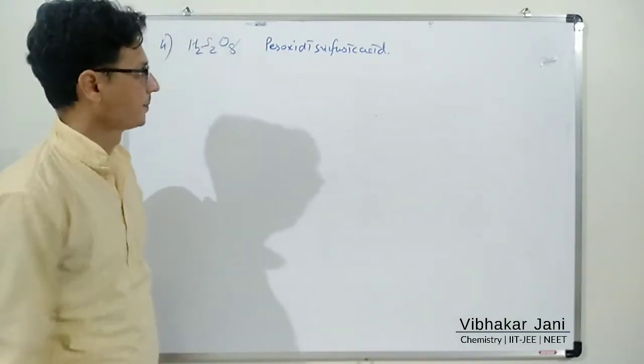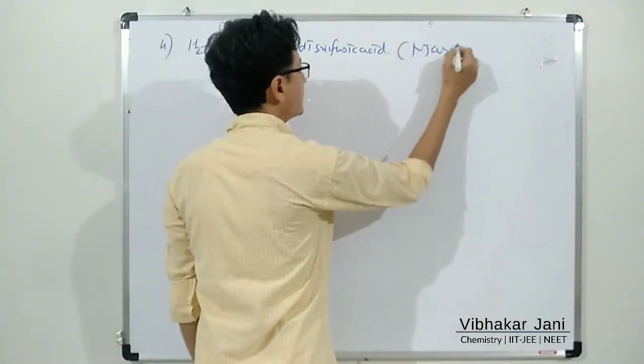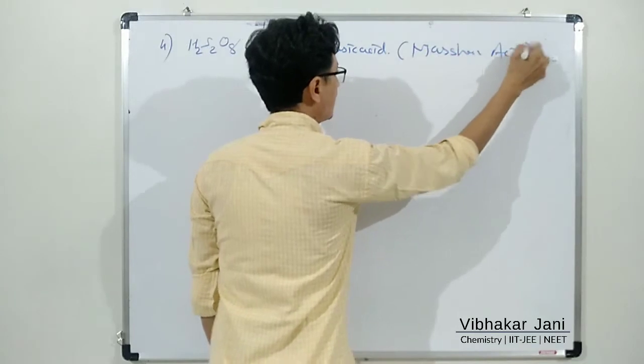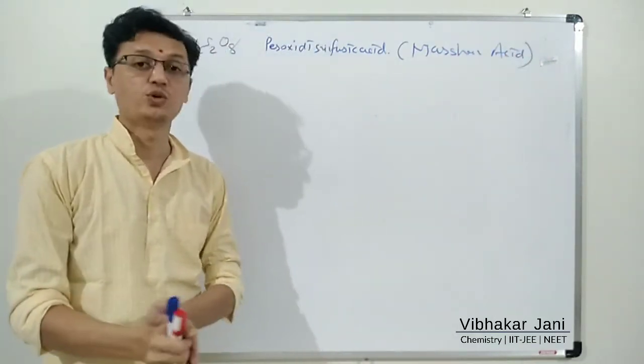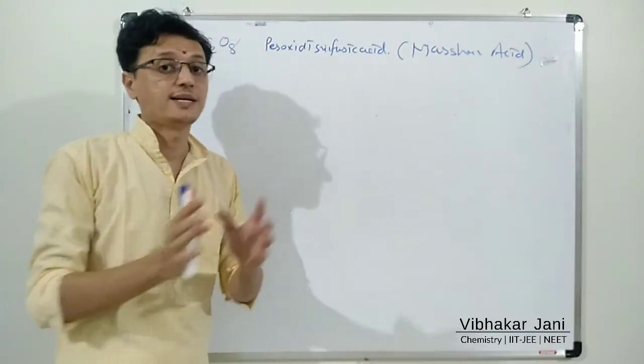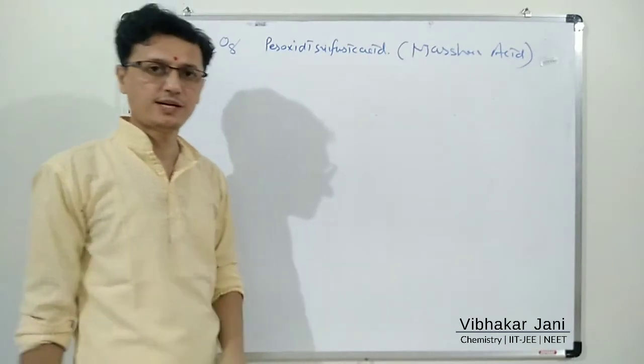We will count it. And the other name for this compound is Marshall acid. Peroxydisulfuric acid is also known as Marshall acid. This is the other name or industrial name of this compound. We have to remember that.